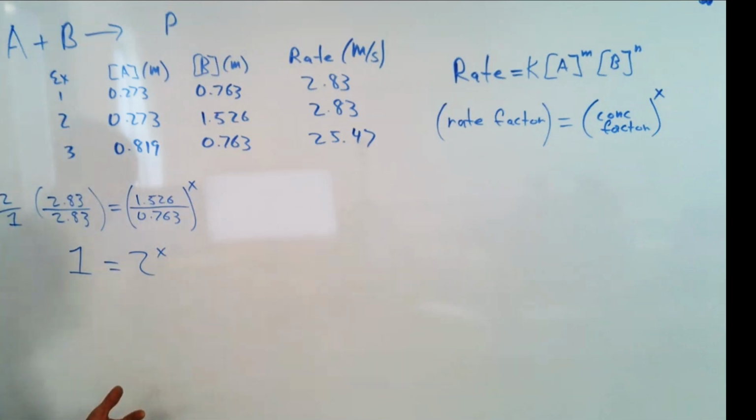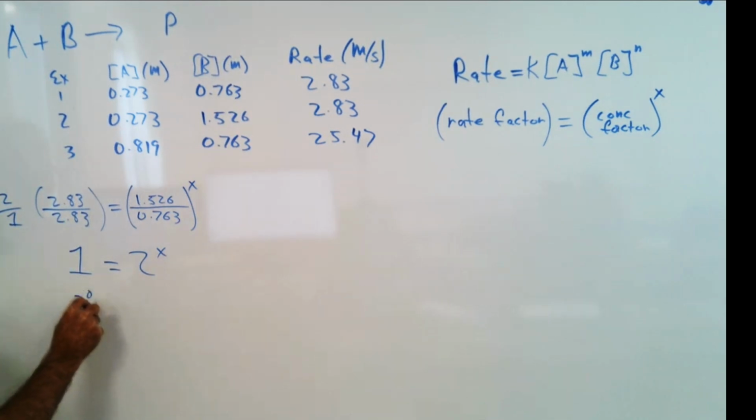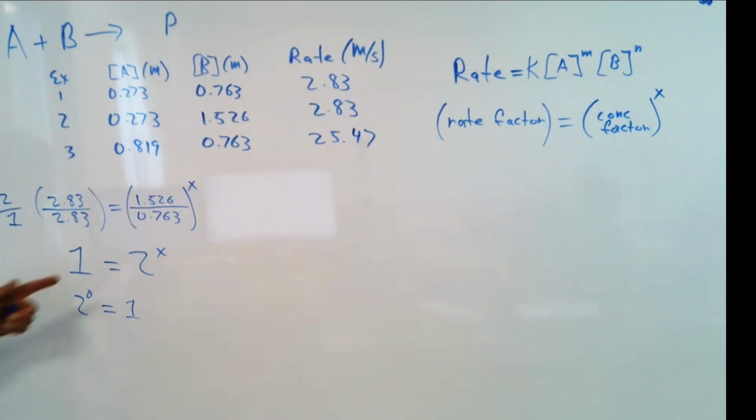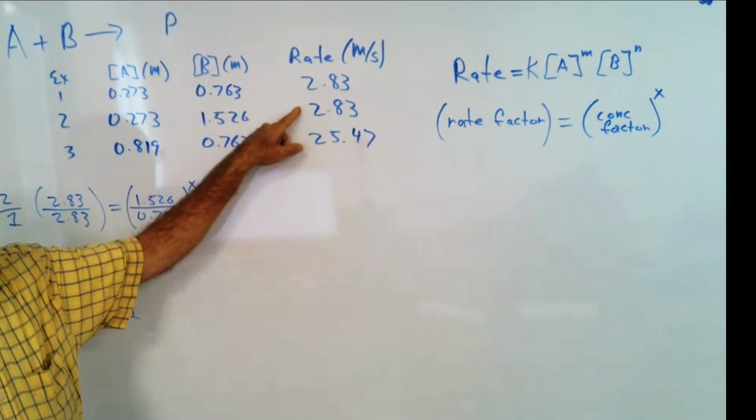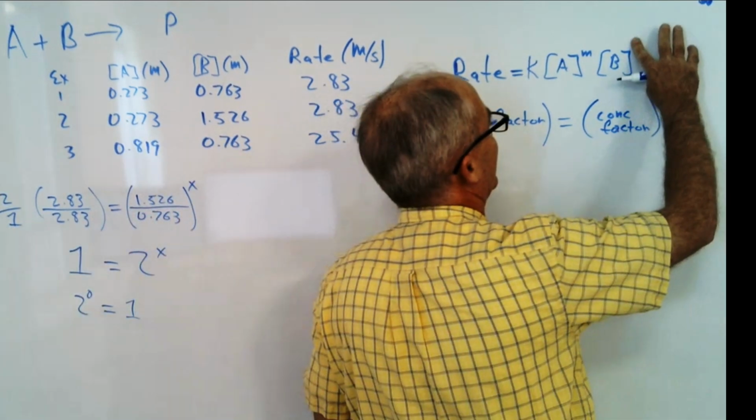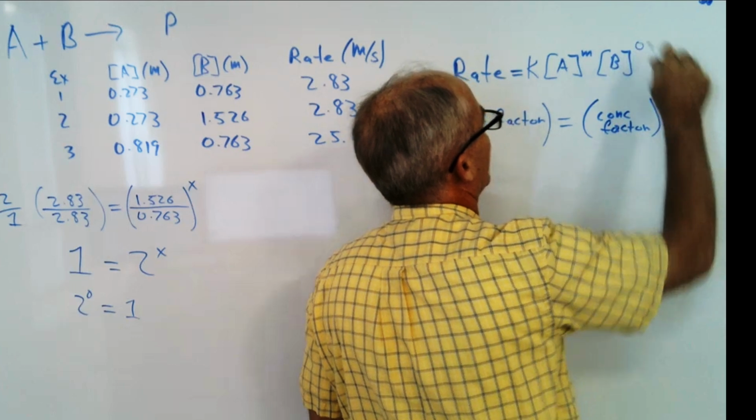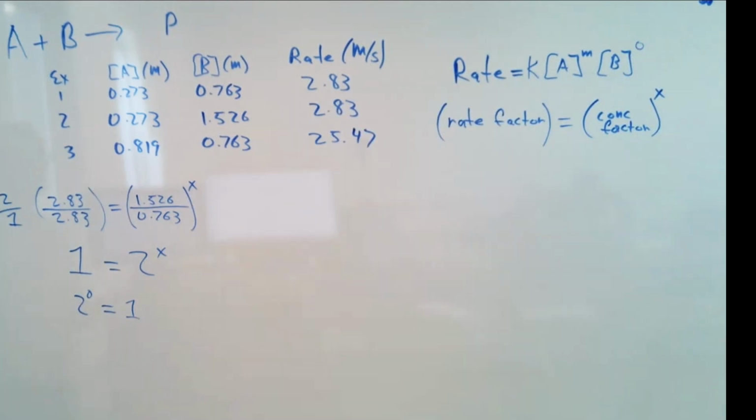Don't everybody shout it out at once. Yeah, 0th order. 2 raised to the 0 equals 1. Well, we didn't need to do that. I doubled the concentration of B, and it had no effect on rate. Now I get to come over here and put a 0. So now it doesn't matter what we're doing with B.